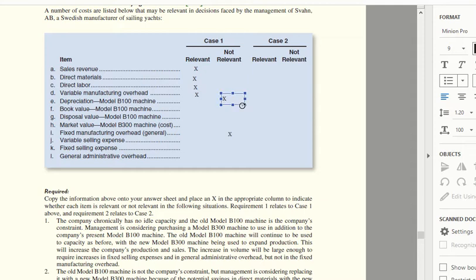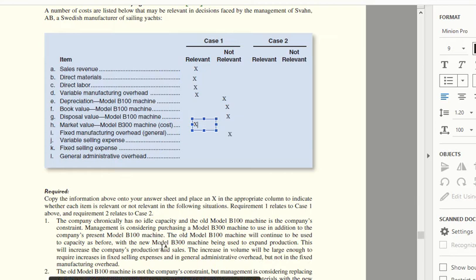Yeah, so depreciation is not relevant because you've already bought it, and it's just an expense over time no matter what you do. Book value is also not relevant because you bought it a while ago. So not relevant. Disposal value, they said you're going to use it in tandem with the B300, so you're not getting rid of it, so that's not relevant either. The market value, you are thinking about purchasing it, that's a relevant cost.